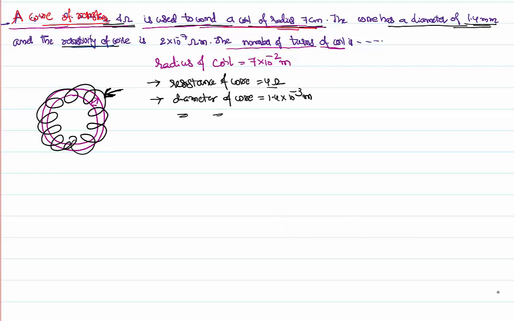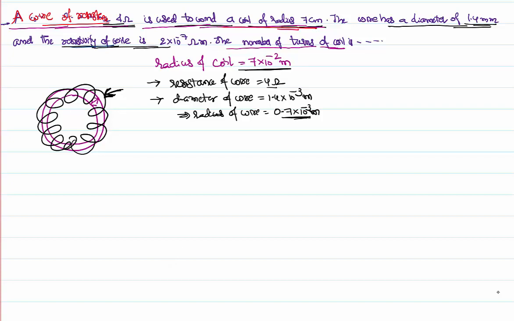That implies the radius of that wire is half of it, 0.7 into 10 power minus 3 meter. So be careful. This is the radius of the coil, whereas this is the radius of the wire. They are quite different.